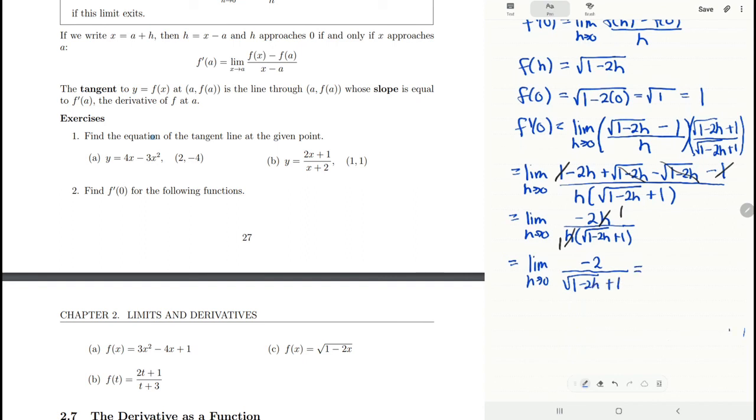And if we let h go to 0, we get negative 2 divided by the root of 1 minus 2 times 0 plus 1. So negative 2 over root 1 plus 1. And the root of 1 is 1. So that's negative 2 over 2, which gives us negative 1.